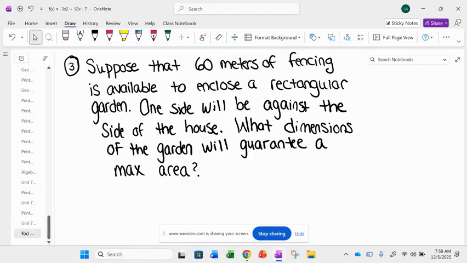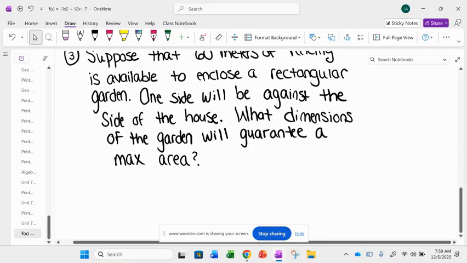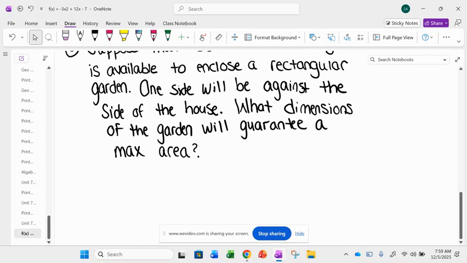Okay, so let's think about this. Let's get a diagram going as well. It says, suppose that 60 meters of fencing is available to enclose a rectangular garden. What is that 60 meters going to be used for in terms of that rectangle? That 60 meters is going to represent its what? The perimeter, exactly. But one side is against the house. So will we need the fencing to cover the side that's against the house?